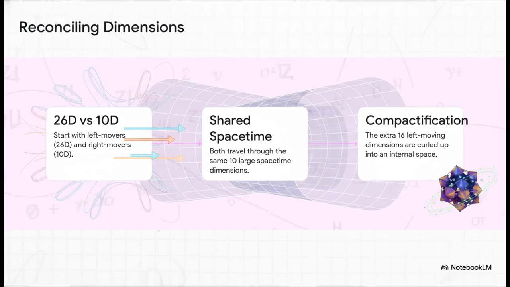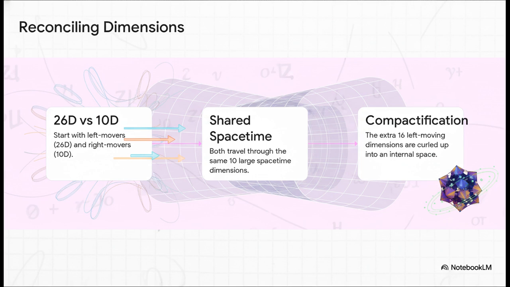The solution is just so elegant. Both the left movers and the right movers travel through the same 10 big space-time dimensions that we know and love from superstring theory. But what about those 16 extra dimensions that only the left movers feel?